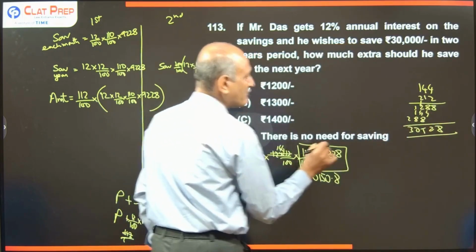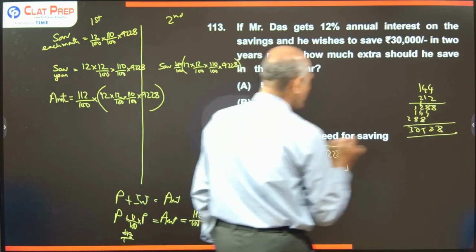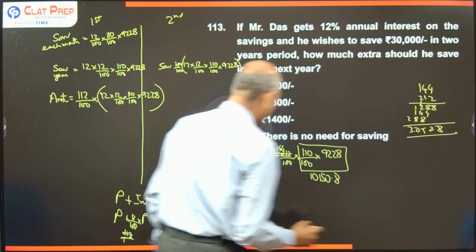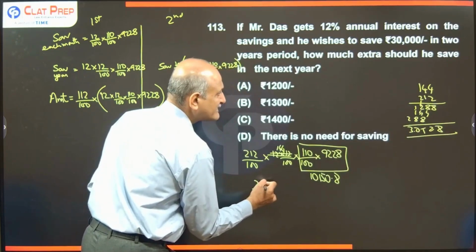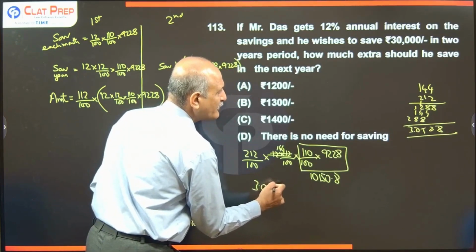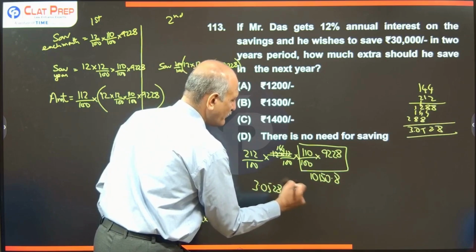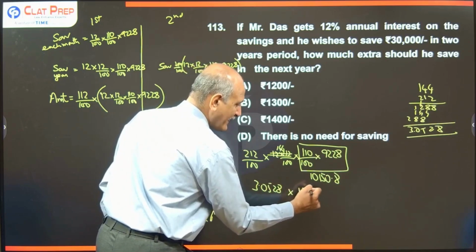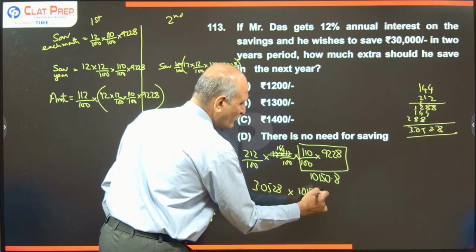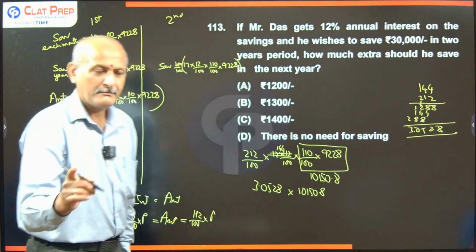Remember, divided by 4 zeros. 1, 2, 3, 4. So here I am getting approximately 3.0528, and then multiply it with 10150.8. Please see here.